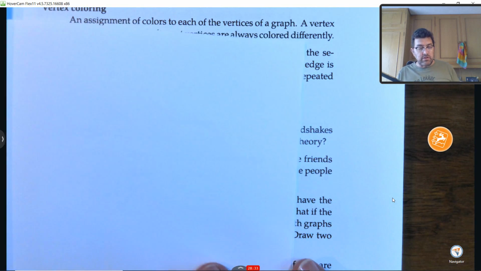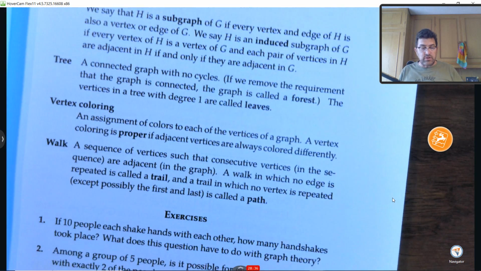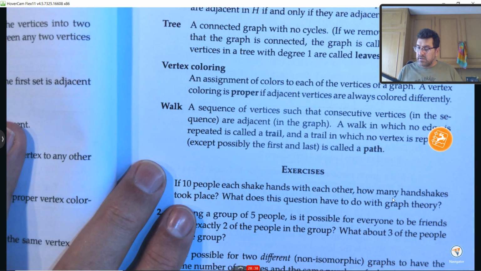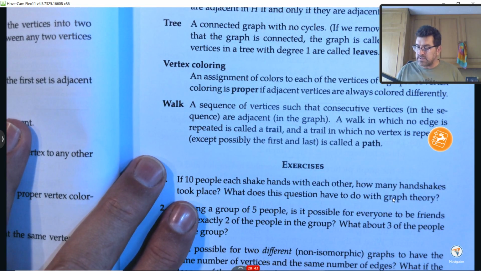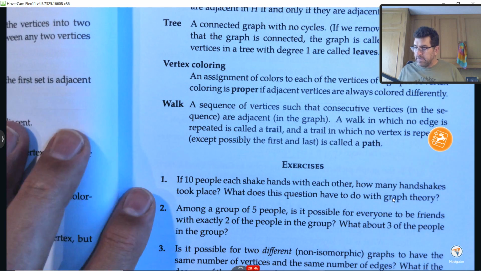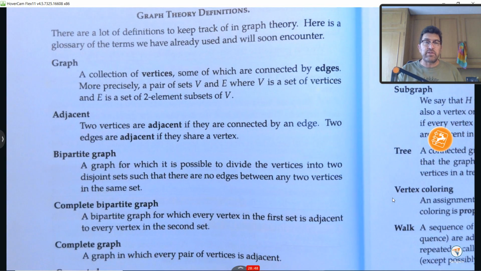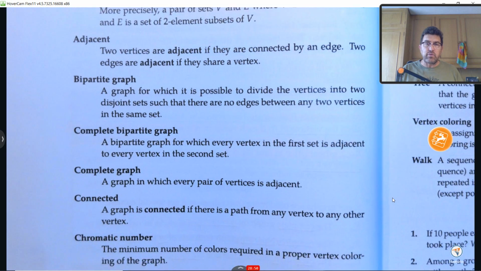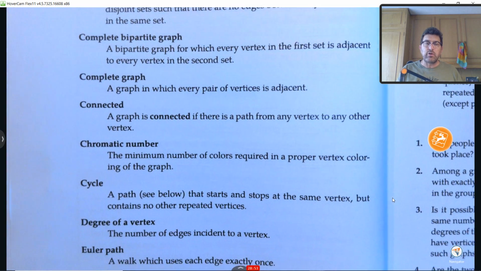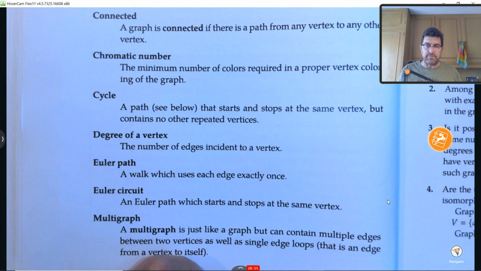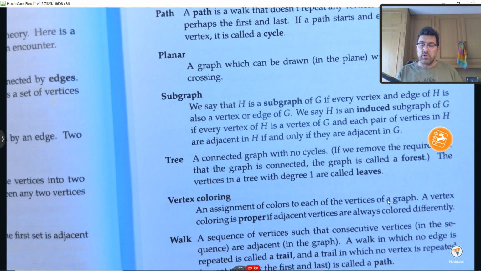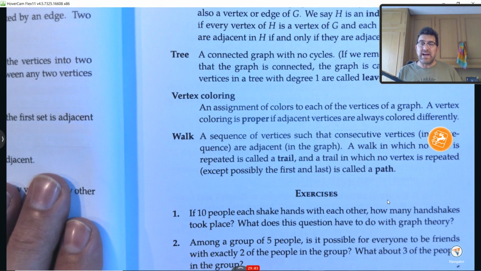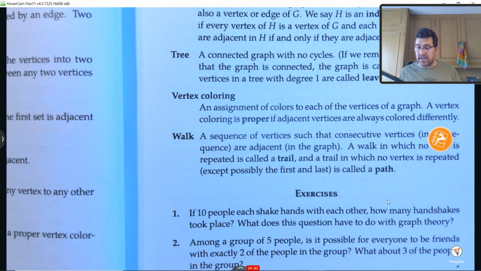Okay, then he goes on, the next 2 pages in your book focus on graph theory definitions. Now some of them we've dealt with, some of them we're going to deal with in future. Make sure that you familiarize yourself with what these definitions are, and then start doing the exercises that are on page 243.